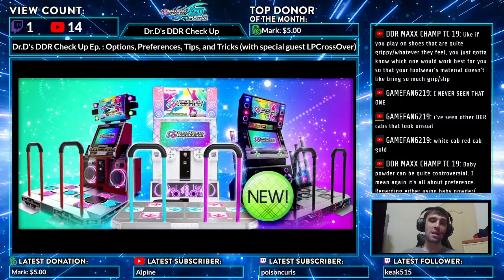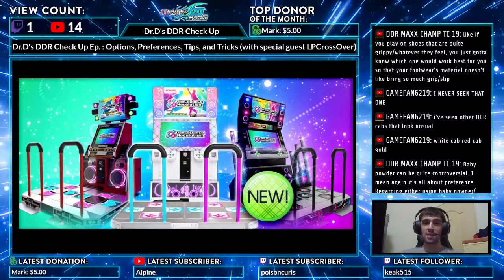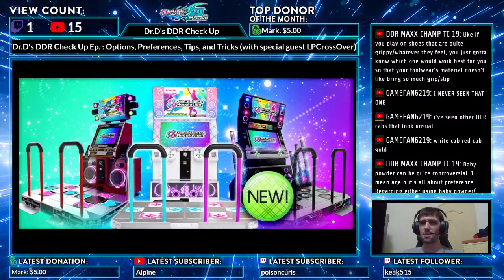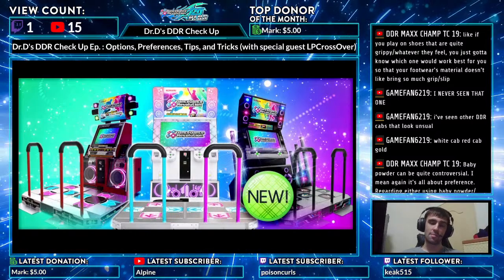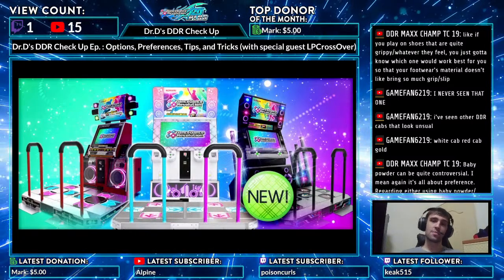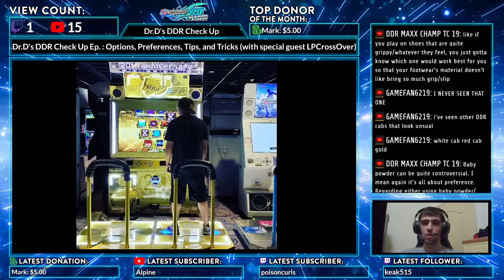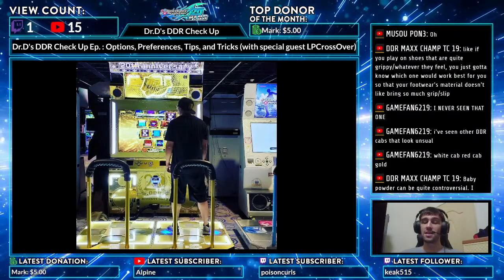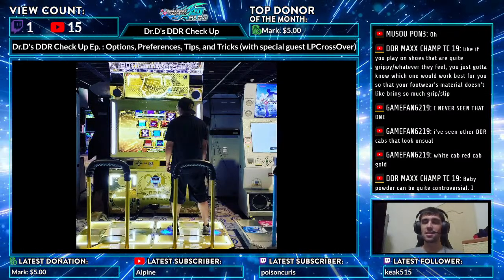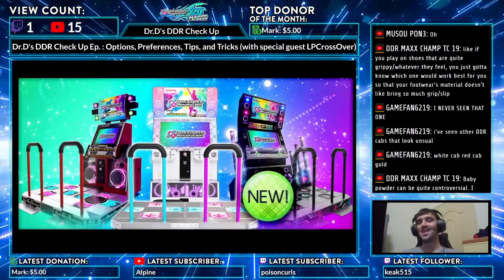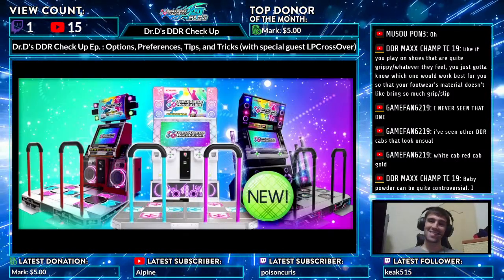So why am I mentioning all this? Well, believe it or not, there are differences. Besides the hardware, the pads feel different. Some people prefer the pads of the red cab, and they think that the white cabs are a little bit more cheap. But some people really like the gold cabs because they still have LEDs in the panels. Some people think it's a little bit too bright, but if you think gold cabs are bright, you should see the DDRX cabinets, the black ones.